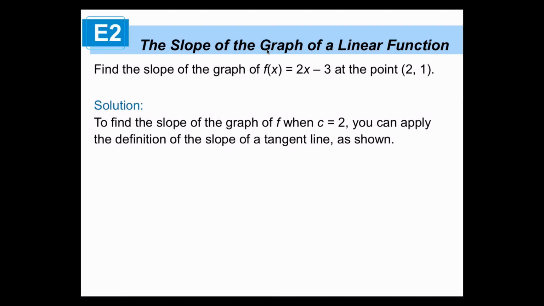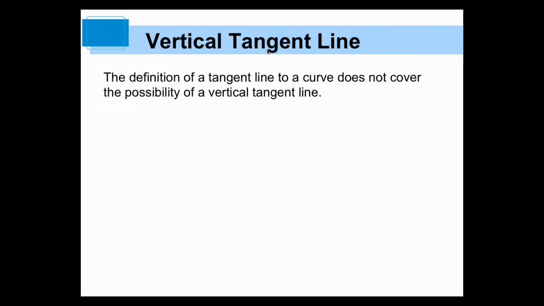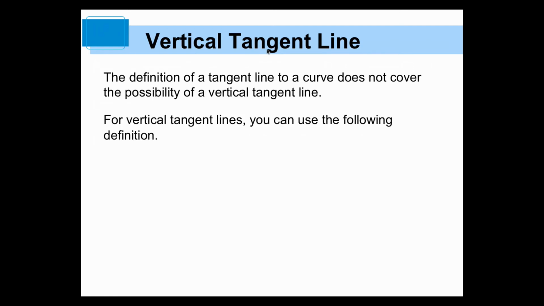Alright, what if we have a vertical tangent line? First of all, understanding what a vertical tangent line is. What if I take that tangent line and move it around that curve till it reaches a point where it's pointing straight up and down? Things get weird, because what do you know about the slope of a vertical line? It's undefined. So we can't really plug into the formula, because we'll get all kinds of weirdness. So we're going to use this guy.